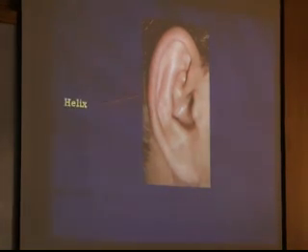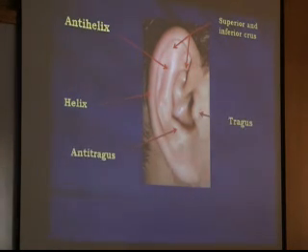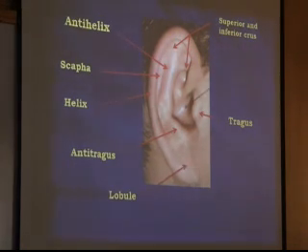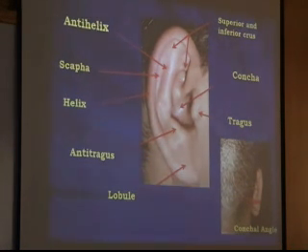This photo shows the normal anatomy of the ear with the helix, antihelix, with the two crura, the superior and inferior crura, the tragus, antitragus and intertragic area, the scapha, the lobule, and the concha. It shows the normal projection of the ear from the skull, from 17 to 20 millimeters.